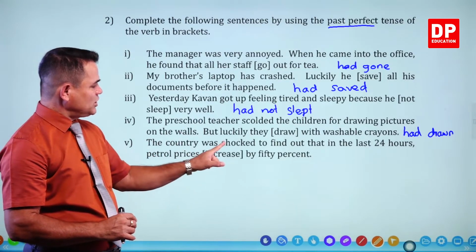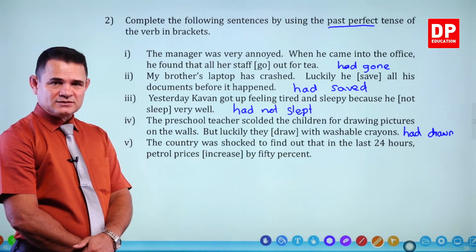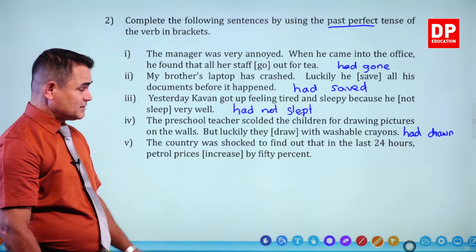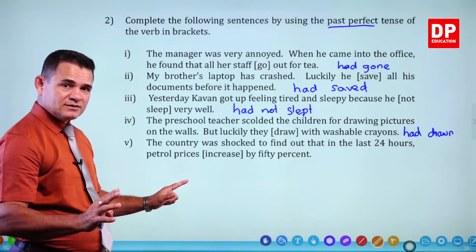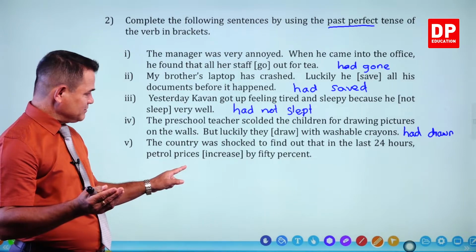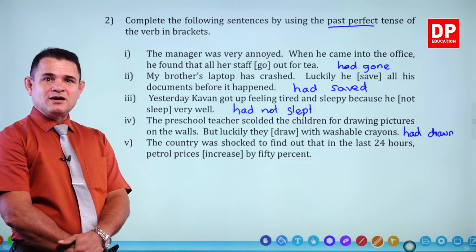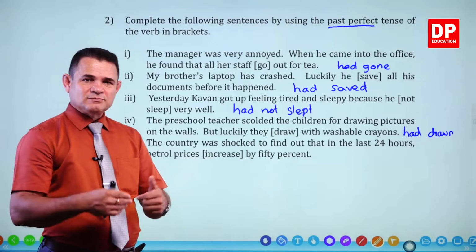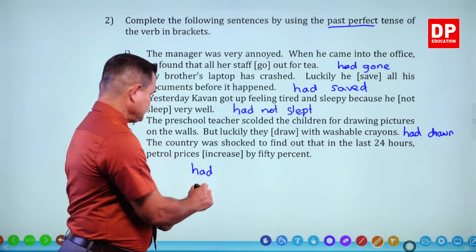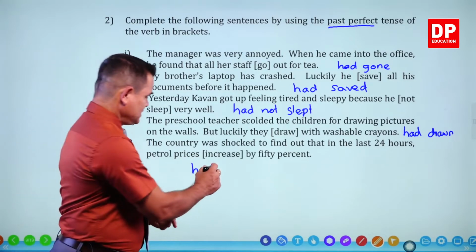The country was shocked to find out that in the last 24 hours, petrol prices increased by 50%. The country was shocked to hear that. How do we say that in past perfect? It should be had plus the past participle. The petrol prices had increased. Increased.